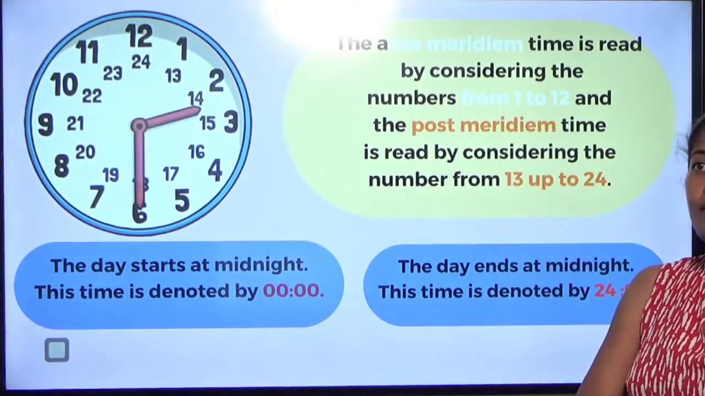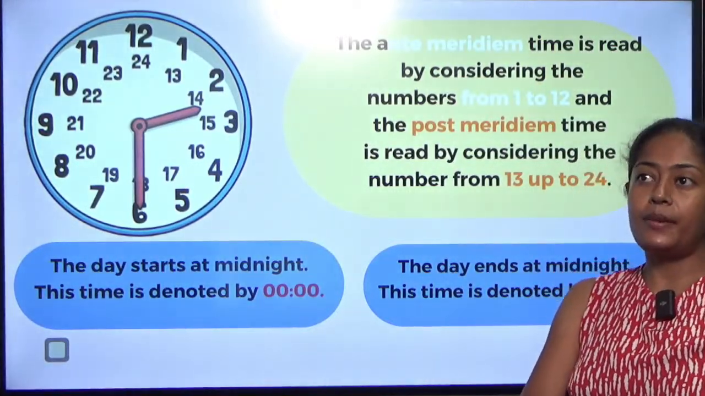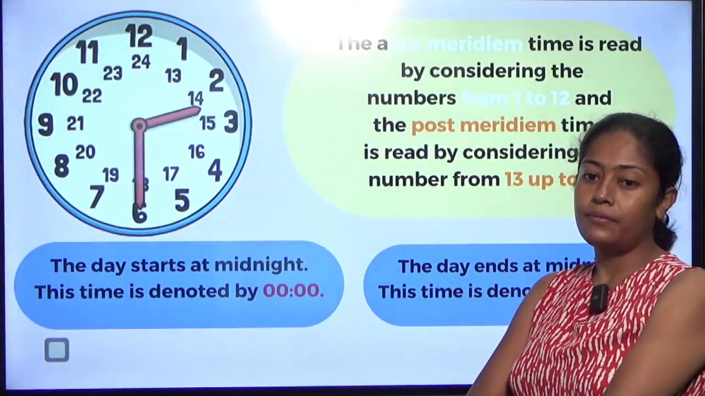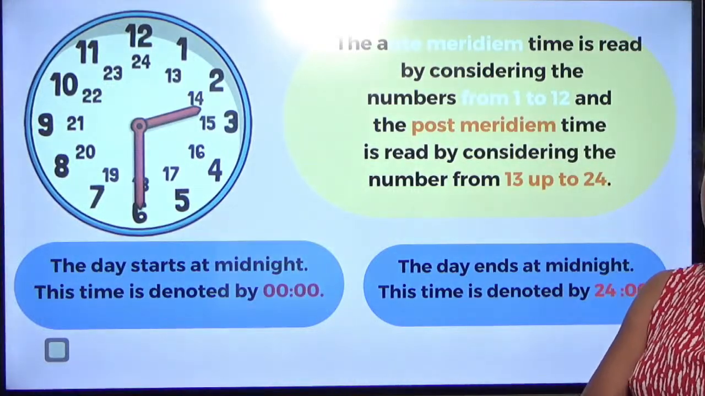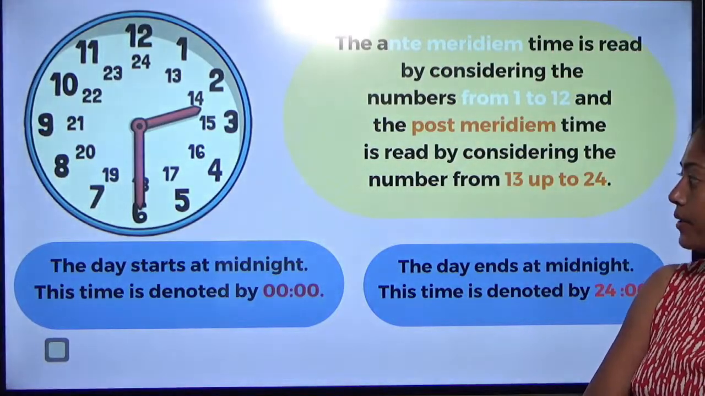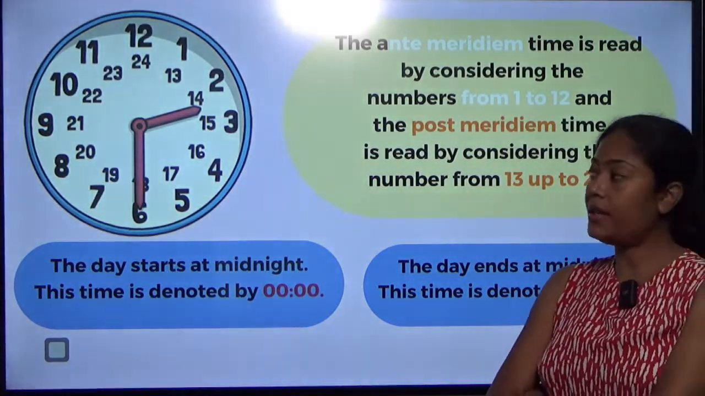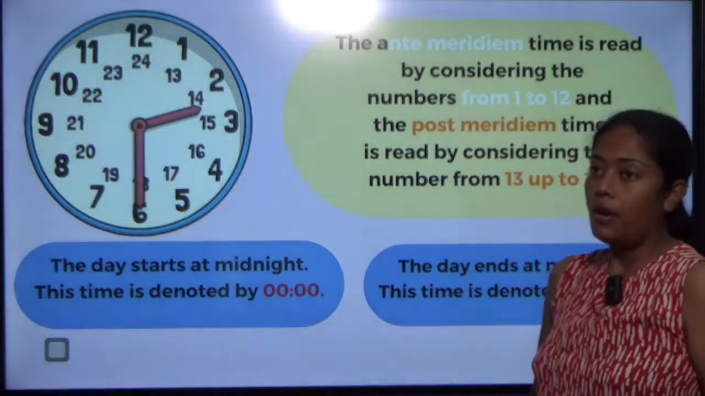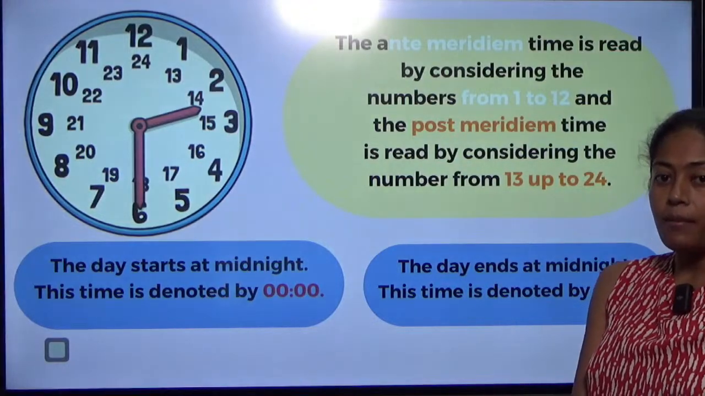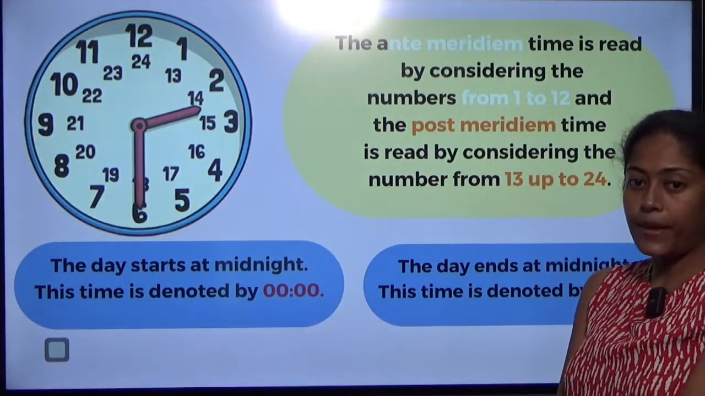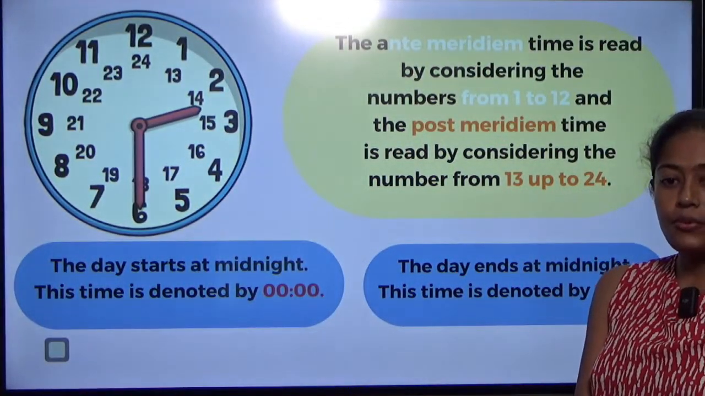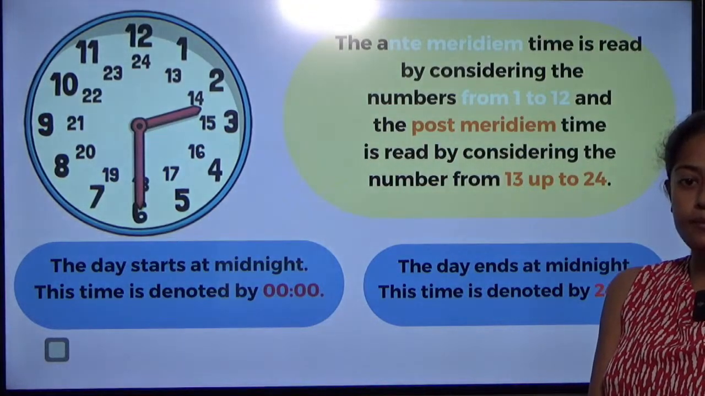Then the anti-meridian time is read by considering the numbers from 1 to 12, and the post-meridian time is read by considering the numbers from 13 up to 24. That means the times we are reading in AM time, how can we read? As just the numbers 1 to 12, but after 12 p.m. we are writing the time from 13 to 24. Have you got the idea?